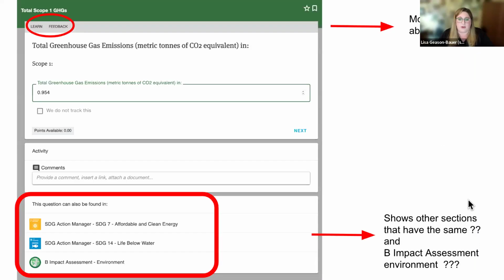Based on answering this question, the next question comes up that says, what is your total greenhouse gas emissions for scope 1? It actually goes through all 3 scopes, but I'm just showing the example from scope 1. And what you see up here in the learn section is, if you have questions, like, hey, I don't know what scope 1 is, click this and you can learn about scope 1 and it'll tell you how to calculate that. What I also like is that for this question in the SDG Action Manager tool, it also shows you, by answering this question, what other SDGs you're having impact in. So we're having impact in affordable and clean energy, SDG 7, and SDG 14, life below water.